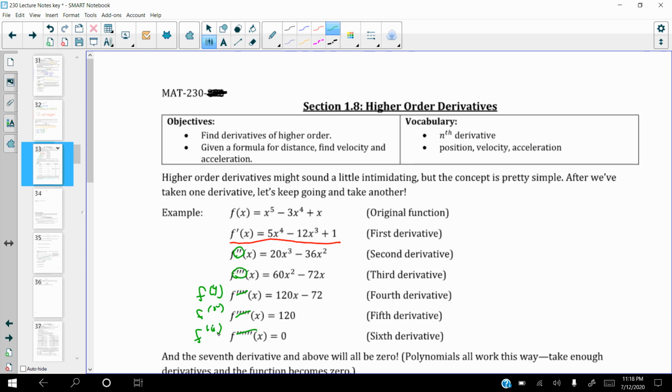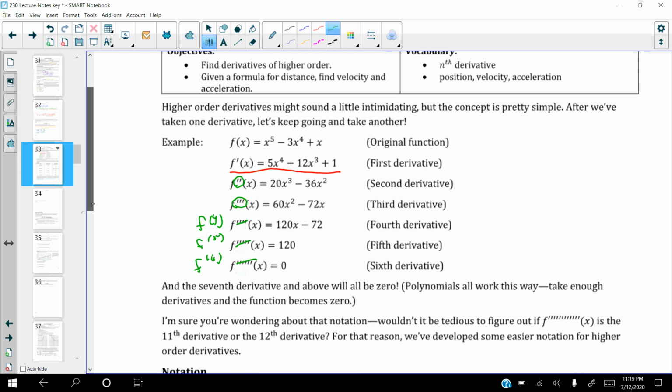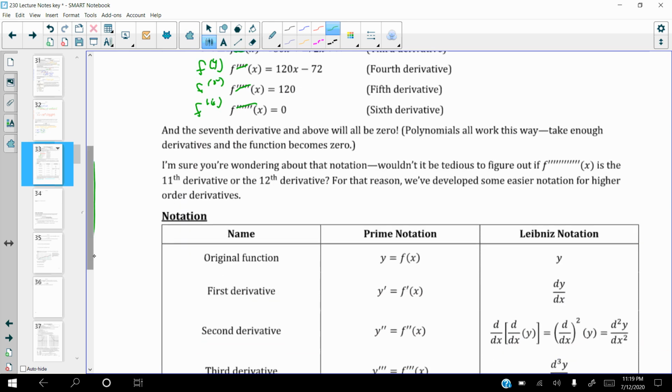Notice what happens once you get to the sixth derivative, because once you get to the fifth derivative, it's a 120, which is a constant. Then you take the sixth derivative, it's 0. Every derivative thereafter, the seventh, eighth, ninth, 10th, every time you take the derivative of 0, again, it's just 0. So if you take enough derivatives of a polynomial function, it's eventually going to terminate, in that it's always going to be 0.